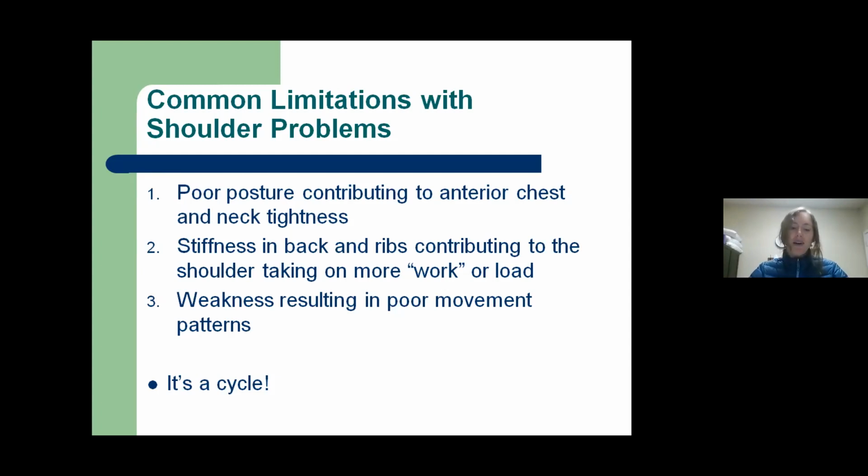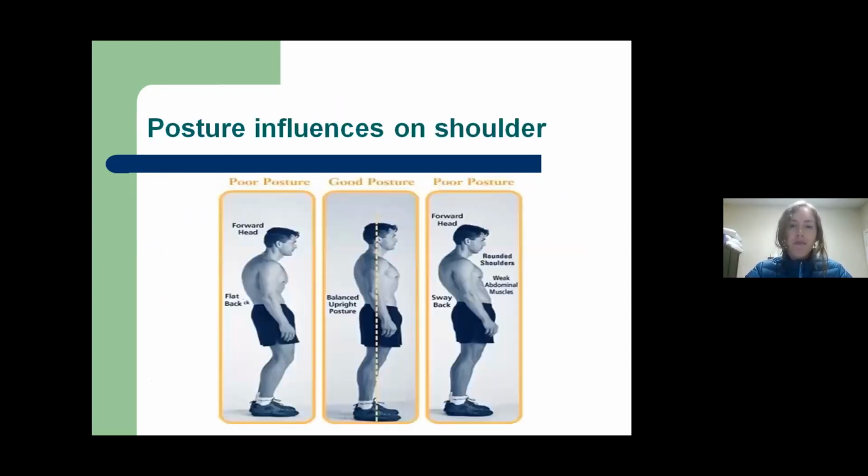That poor posture leads to muscle tightness, which then leads to instability and inability to move through certain areas, which causes joint stiffness, and then more weakness, more loss of range of motion. And then it just continues because we don't fix anything. So, postural influences on the shoulder.